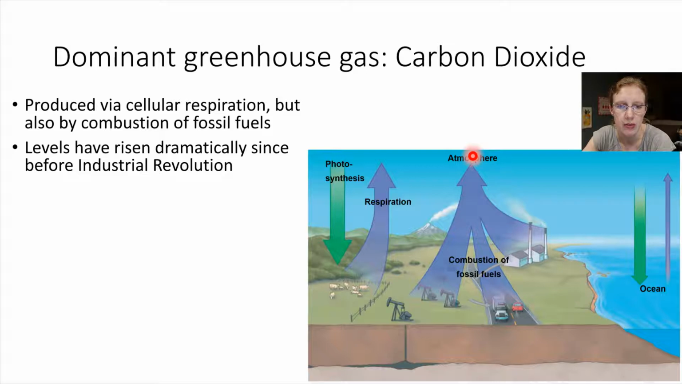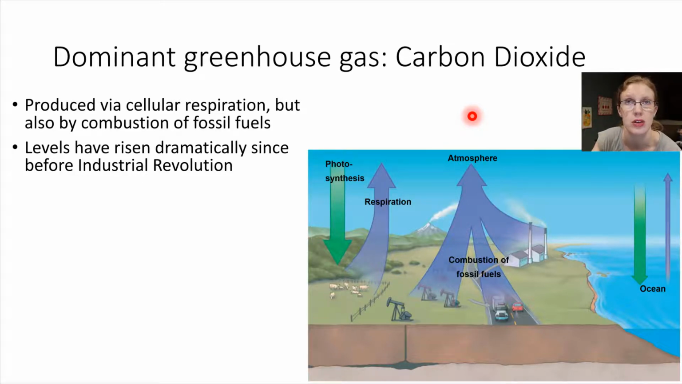And carbon dioxide is something that we have historical data about. And if we compare the levels from before the Industrial Revolution and afterwards, the levels have risen quite significantly. And so that suggests that combusting fossil fuels is something that is significantly increasing the carbon dioxide levels in the atmosphere. So how do we deal with this?